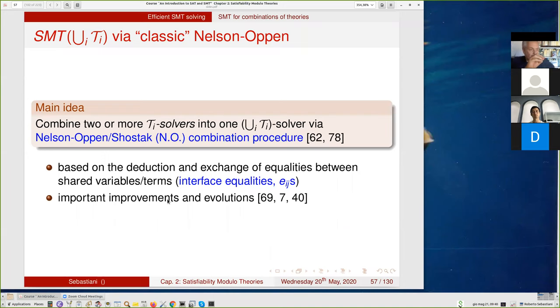You have a model for the subset in theory one, and a model for the subset in theory two. They are completely independent. They have no symbol in common, so you can give an interpretation. Even if they share variables, the value you give in one theory is completely unrelated to the value you give in the other theory. So in general, if a set of literals does not contain any interface equality, you can solve separately, and the result is satisfiable if and only if both are satisfiable. Unfortunately, all the theories of interest share one essential predicate that you cannot do without, which is equality.